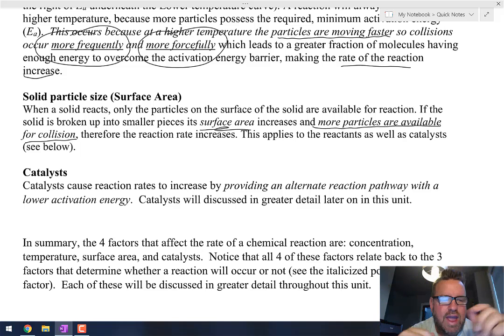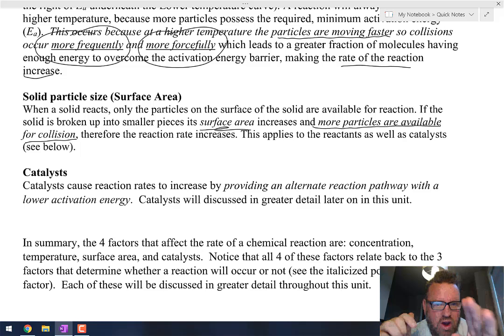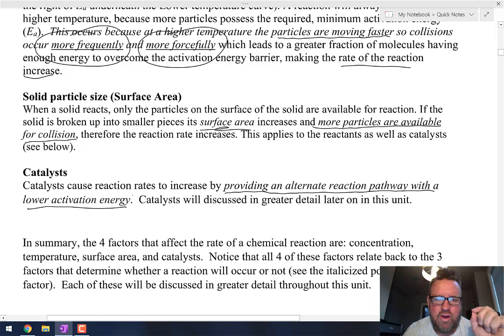You're welcome. Okay, and now the last one there is what are called catalysts. We're going to talk about catalysts later on in this unit. But just for right now, know that the 4 things are concentration, temperature, solid particle size, or surface area, and catalysts. What catalysts do is make reactions go faster. The way they do that is they provide an alternate reaction pathway with a lower activation energy. We're going to talk about that later on. But again, that's the way catalysts work: they provide a different or alternate reaction pathway, and that pathway will have a lower activation energy.